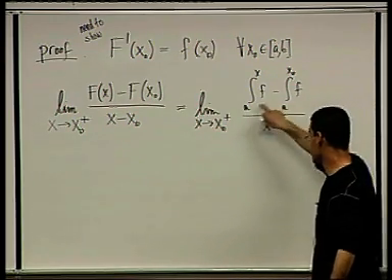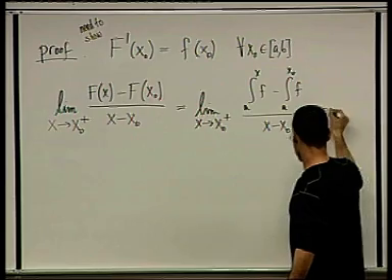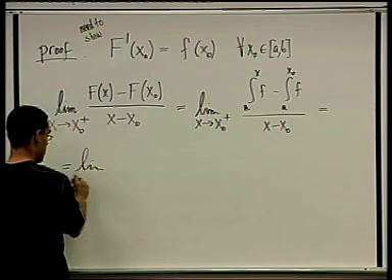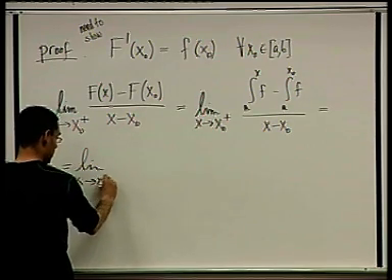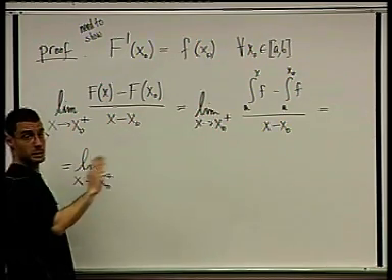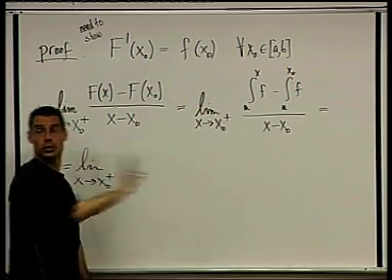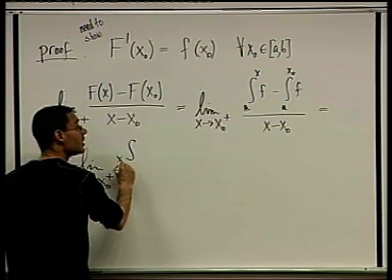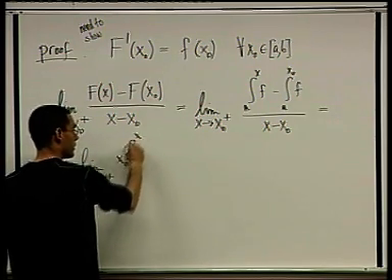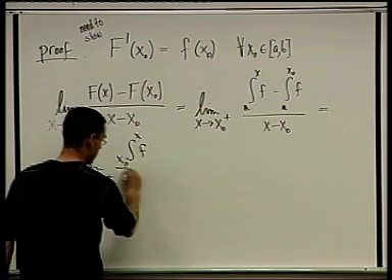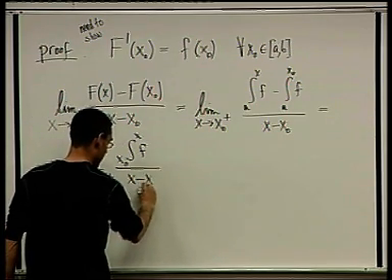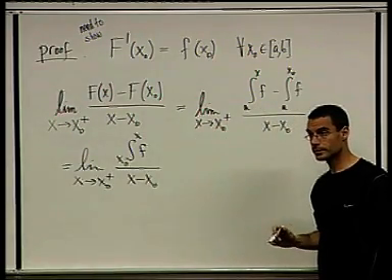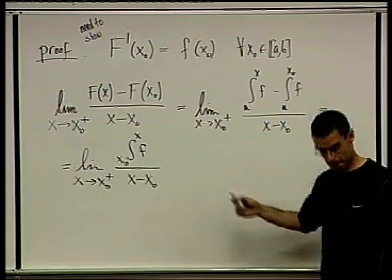What's the difference of these two integrals? As we said before in the intuitive picture, so it's the limit as x goes to x0 plus. What's the difference between going all the way to x and going only up to x0? It's the integral from x0 to x of f, divided by x minus x0. Good? Everybody good? Okay.